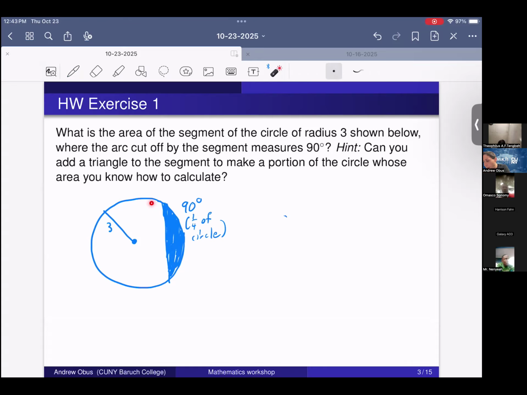Can we add a triangle somewhere in this diagram so that we can make a portion of the circle whose area we do know how to calculate? Okay, so does anybody want to help me with how to do this question?